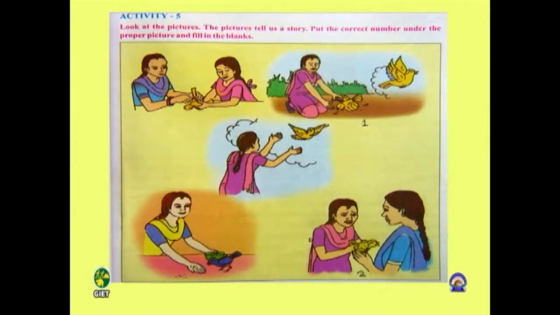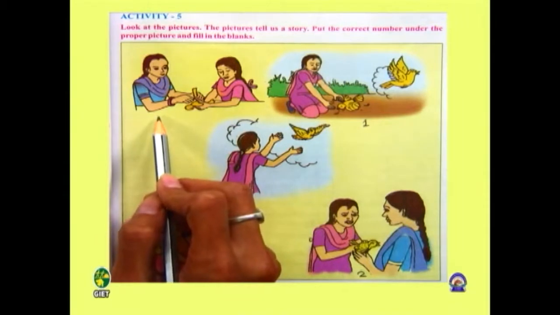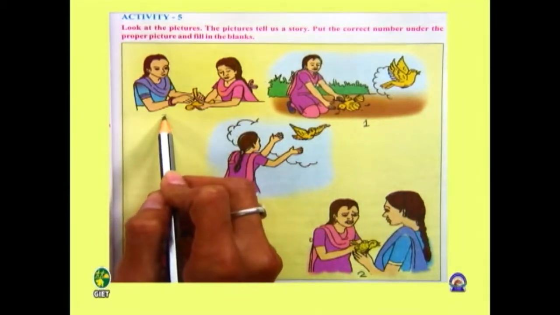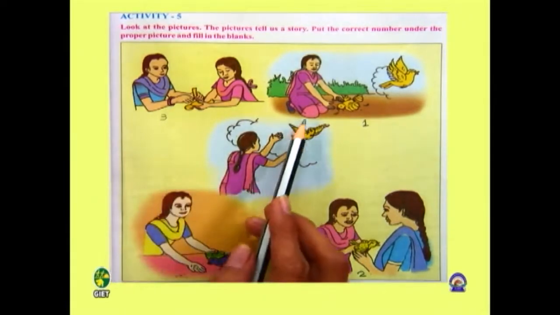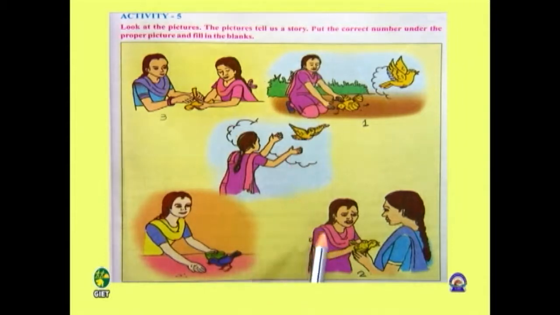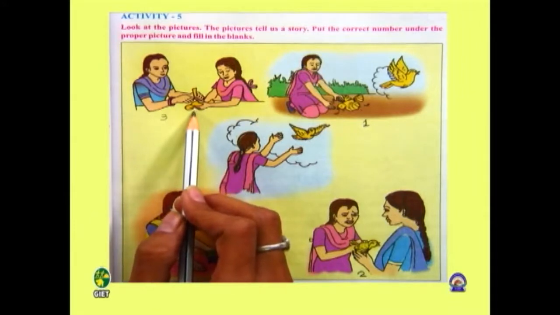Now think about it. Which picture comes next? Yes, you are right. This picture comes in the third position. Write down number 3 below this picture. First, the girl saw the wounded bird. Then, the girl went home and showed the bird to her mother. After that, they gave treatment to the wounded bird.